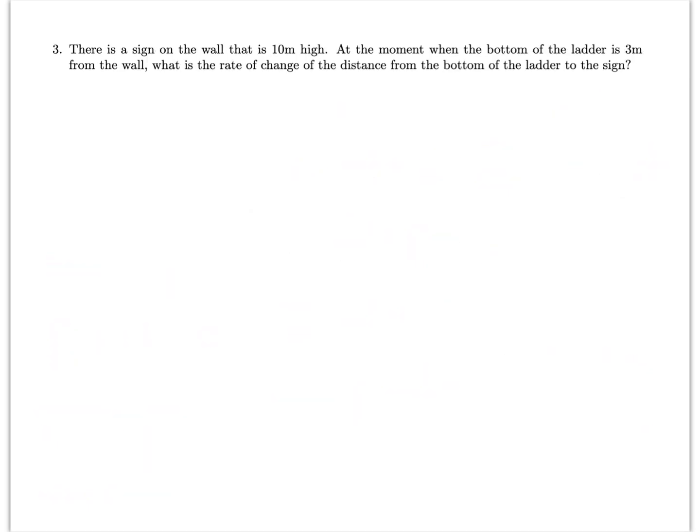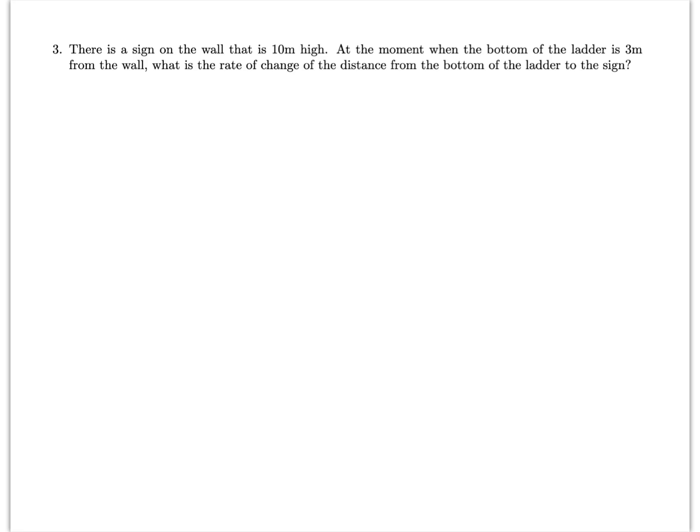There's a sign on the wall that's 10 meters high. At the moment when the bottom of the ladder is 3 meters from the wall, so the same moment that we've been studying for the past two questions, what is the rate of change of the distance from the bottom of the ladder to the top of the sign?